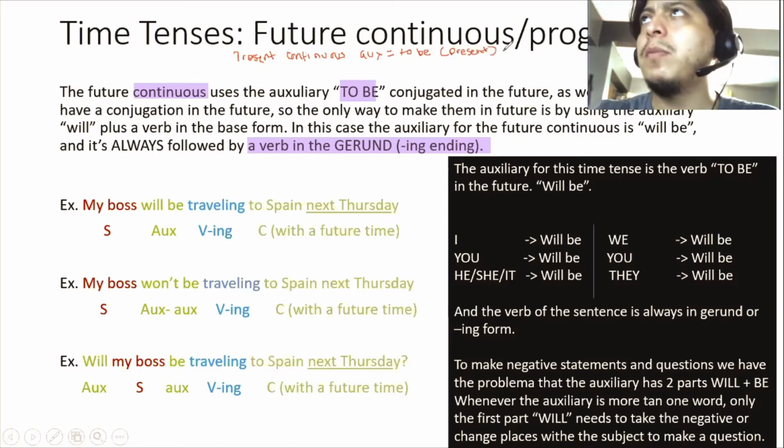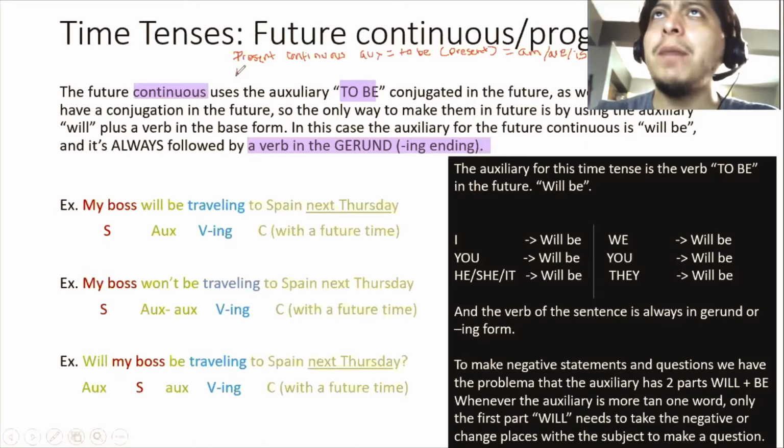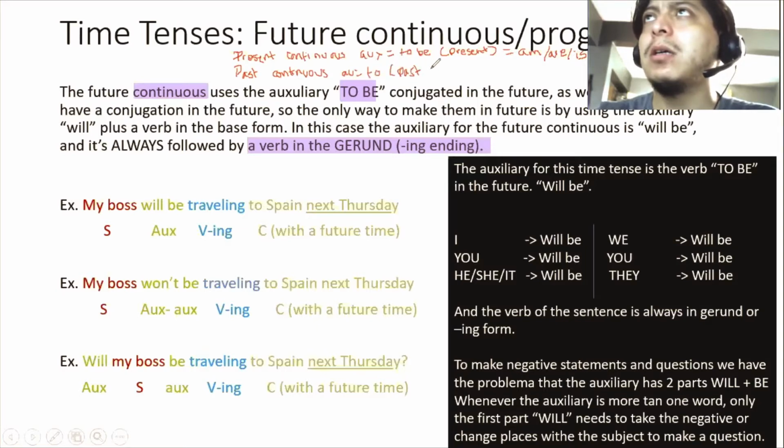What is the verb to be in the present? Am, are, or is. The auxiliary for the present continuous is am, are, or is. What was the auxiliary for the past continuous? You remember? The auxiliary for the past continuous was, again, the verb to be, but not in present, but in past. What is the past of the verb to be? Was or were.